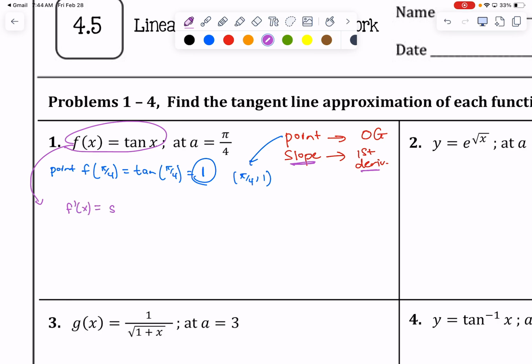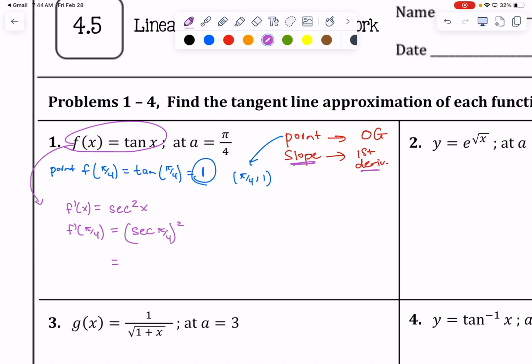Secant squared x. Okay? And then the derivative of x is just 1, so you don't really need chain rule. All right, so then we got to find f prime of pi over 4 to figure out our derivative at pi over 4. So we're going to have secant of pi over 4, and you're going to take that answer and square it. All right, what is secant of pi over 4?